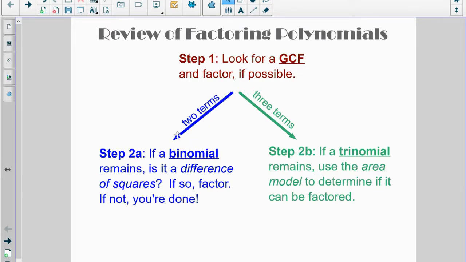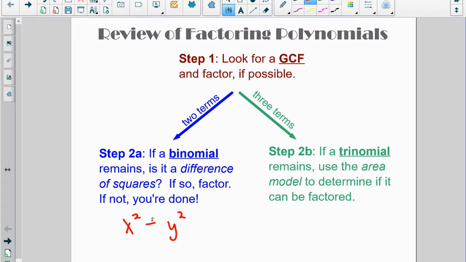If you have 2 terms remaining, meaning it's a binomial, then you want to check to see if there's a difference of squares. That's really the only other way you're going to be able to factor a binomial, besides factoring out the GCF if possible. Remember, that's where we had x squared minus y squared, for example, or a squared minus b squared. If both terms are perfect squares and you have subtraction in the middle, meaning it's a difference, then you can factor it. Use that factoring pattern from the previous lessons. If it's not that, then you're done.